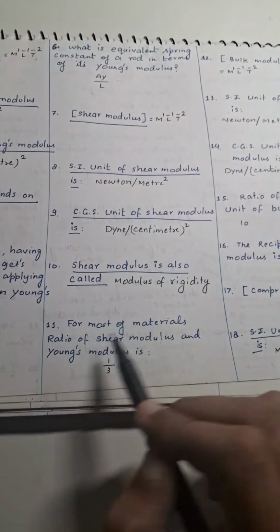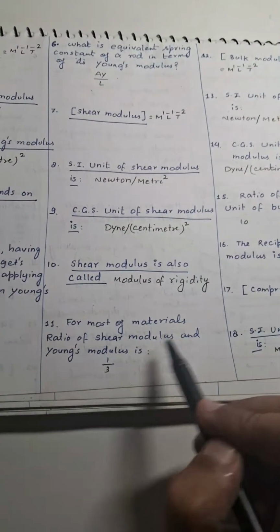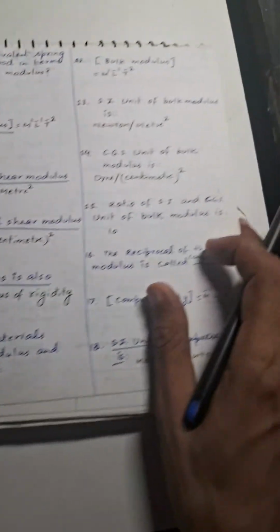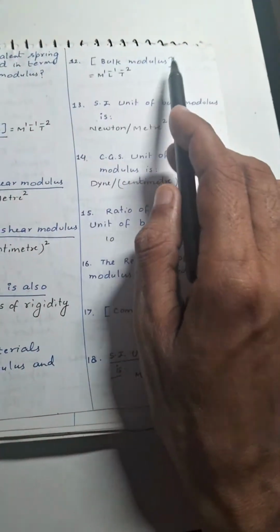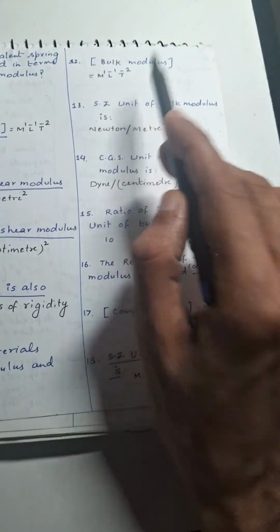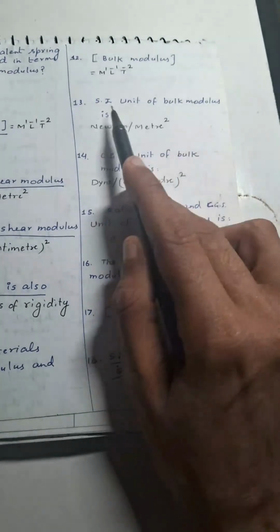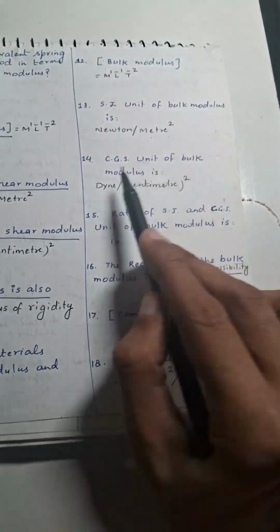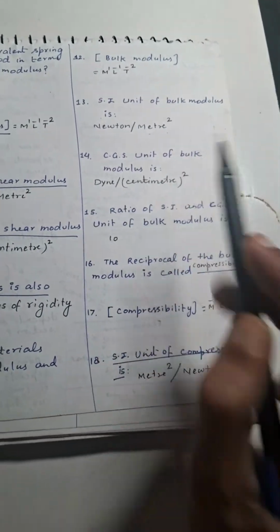Next, for most of the materials, what is the ratio of shear modulus and Young's modulus? So for most of the materials, the ratio is 1 by 3. Next is the dimension of bulk modulus. So it is m1 L minus 1 T minus 2. Next is the SI unit of bulk modulus. It is Newton per meter square. Next is the CGS unit of bulk modulus. It is Dyne per centimeter square.